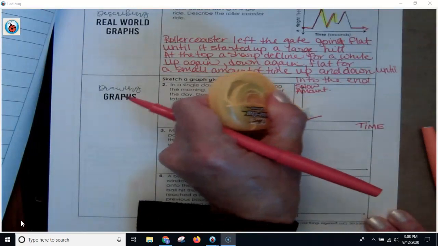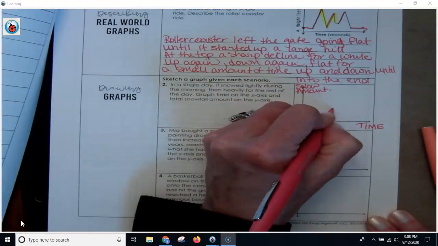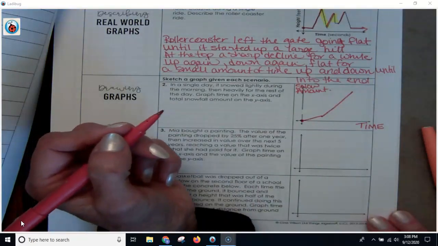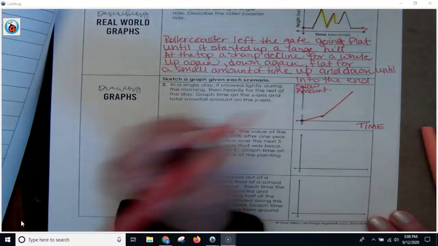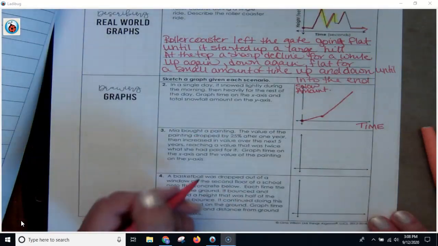Then heavily for the rest of the day. So as the day went on, the snow amount went up until the end of the day. All right? So at some point, it started snowing heavier. So that's what a graph like that would look like.